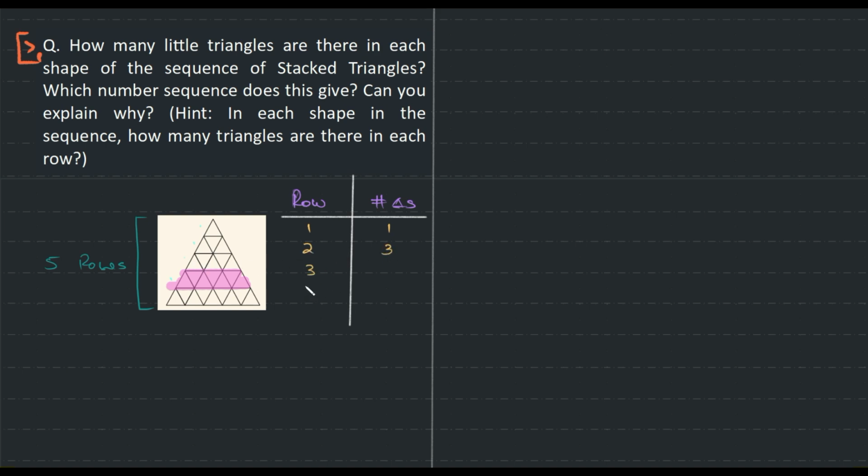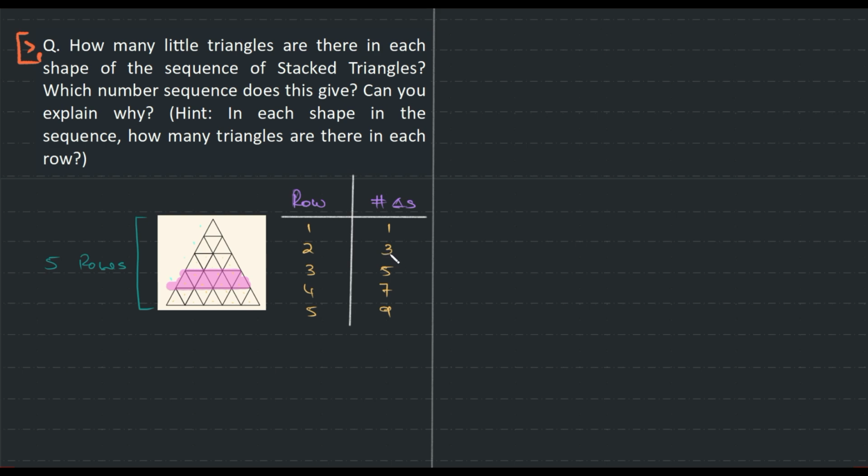Third row has how many? Fourth and fifth. Please count. Pause and count. Third row has 1, 2, 3, 4, 5. Fourth row has 1, 2, 3, 4, 5, 6, 7. Fifth row has 1, 2, 3, 4, 5, 6, 7, 8, 9. Do you guys agree?